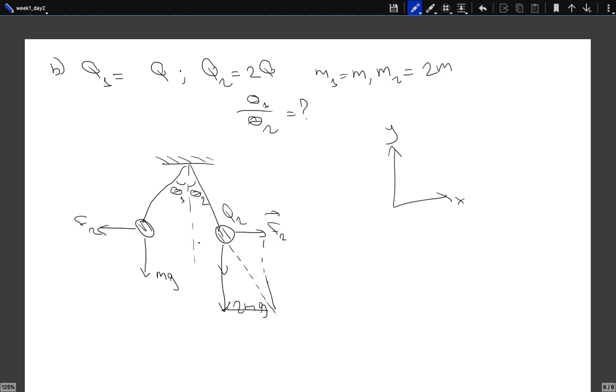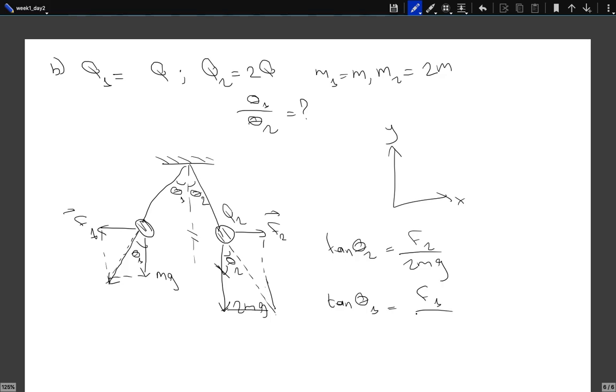So since this is parallel to this one, the angle over here is theta 2. So tangent of theta 2 is f2 over 2mg. No, this is f1, sorry. Similarly on the other side, if I just extend this line of the string, the resultant force should be exactly in this direction, and that is theta 1. Tangent theta 1 is f1 over mg.